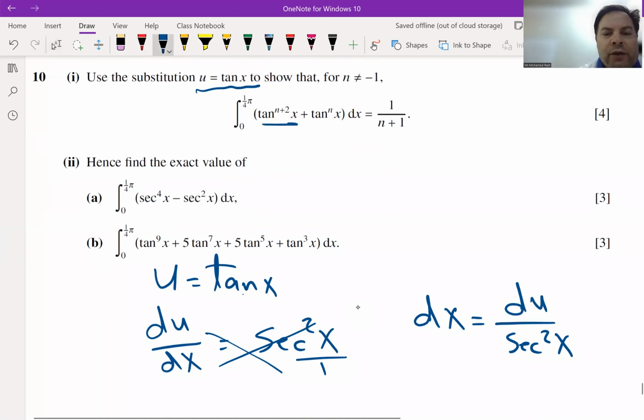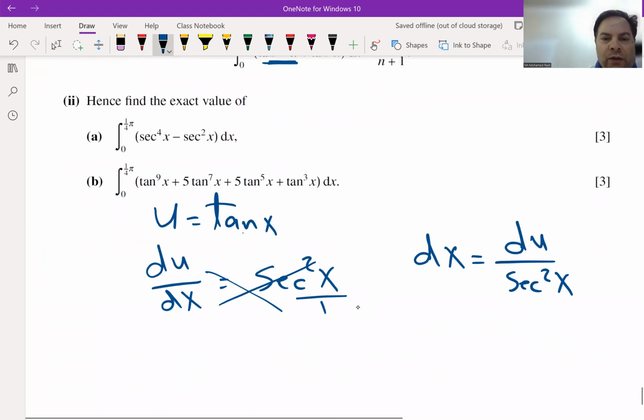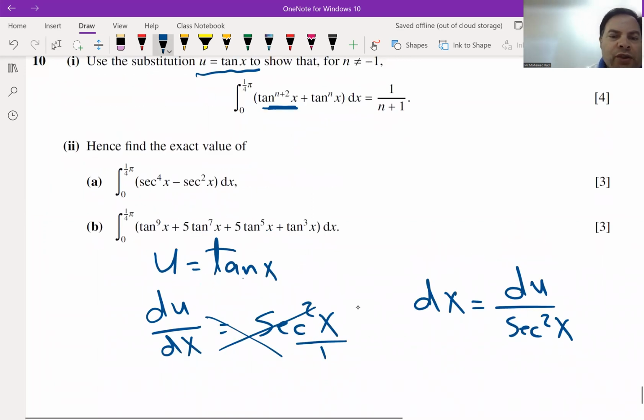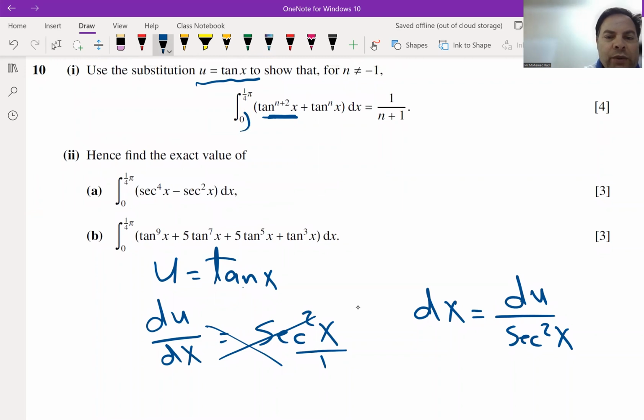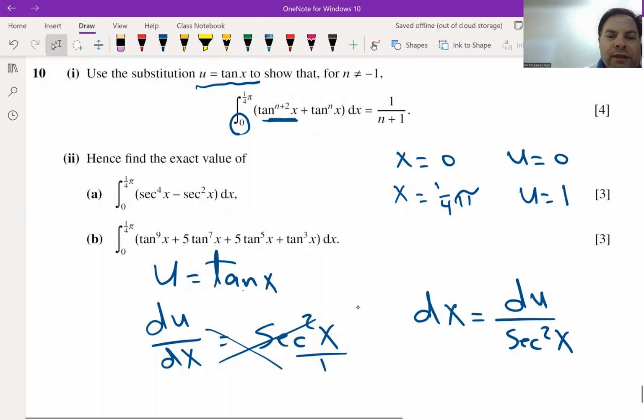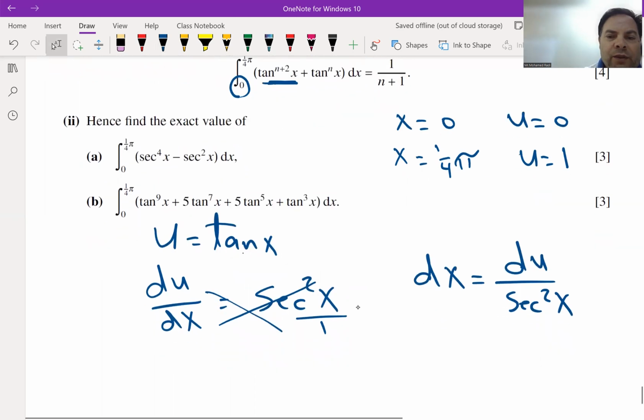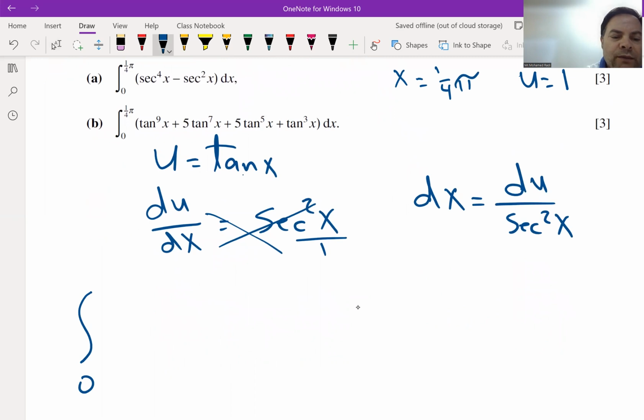First, you have to split this part into tan power of n and tan to the power of 2. Don't forget also to change the limits. When x is equal to 0, tan 0 is 0, so u equals 0. When x equals a quarter of pi, tan of a quarter of pi is 1, so u is equal to 1. So the limits go from 0 to 1.